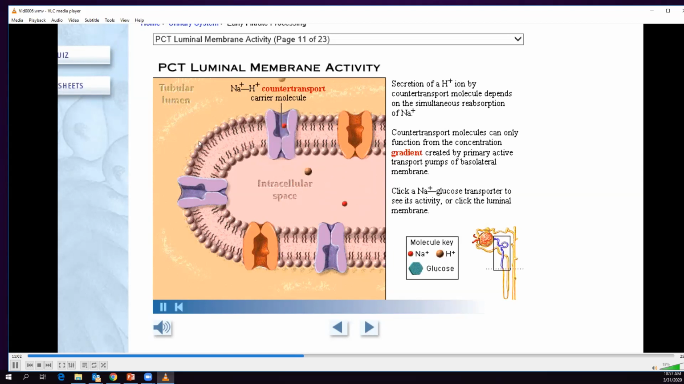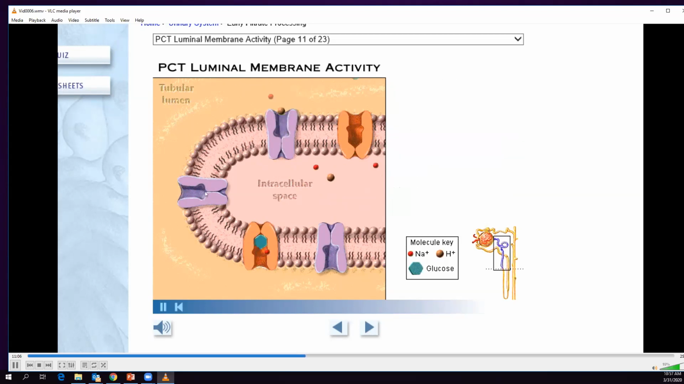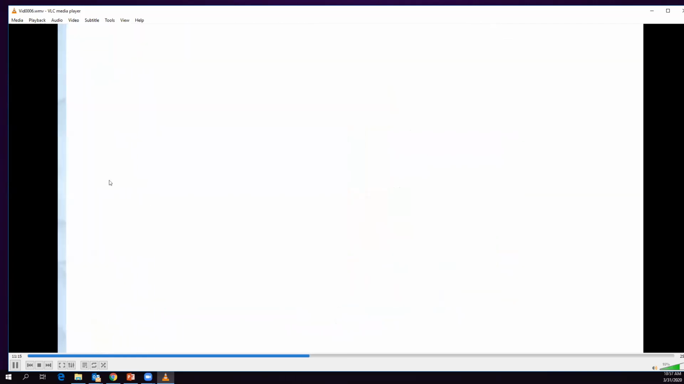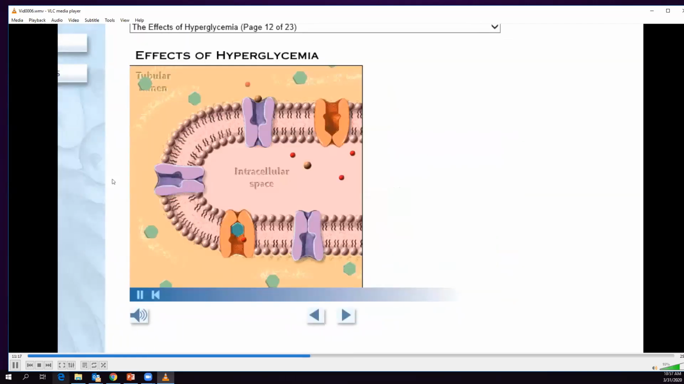Now, click the sodium glucose transporter to see its glucose is vital to the body's normal functioning.